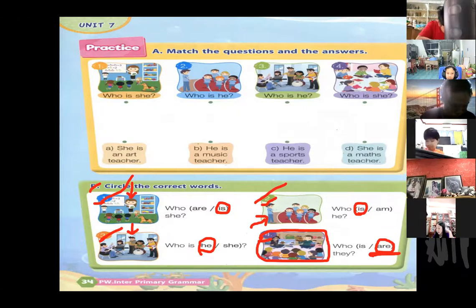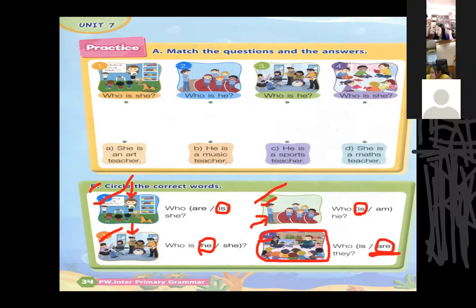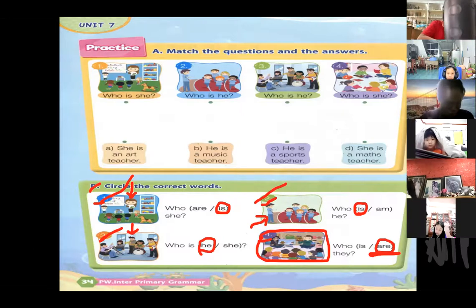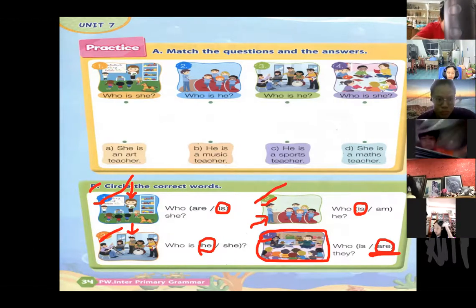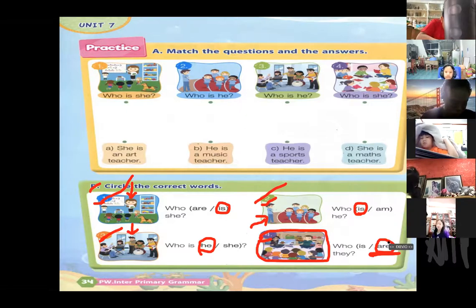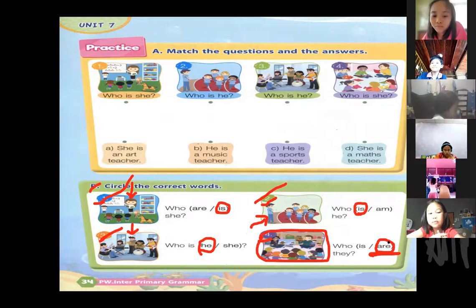Oh, no one got the correct answer? How can we give points to you if we don't know if you got it all correct? So you have to let us know if your answers are correct. Yeah. Raise your hand.